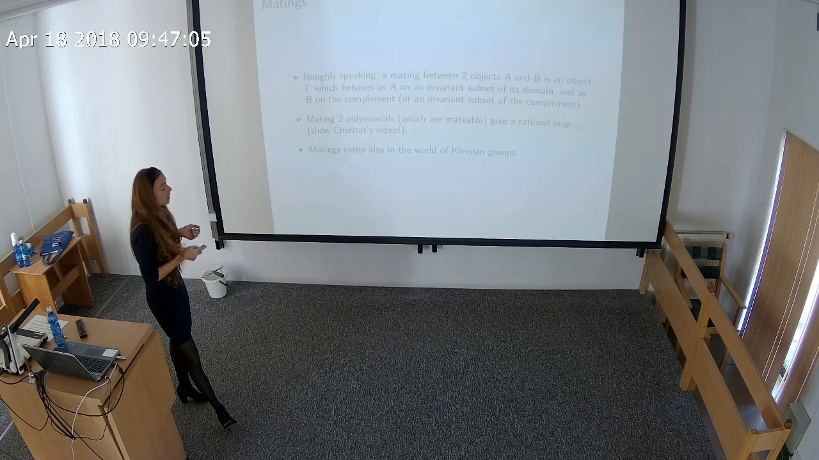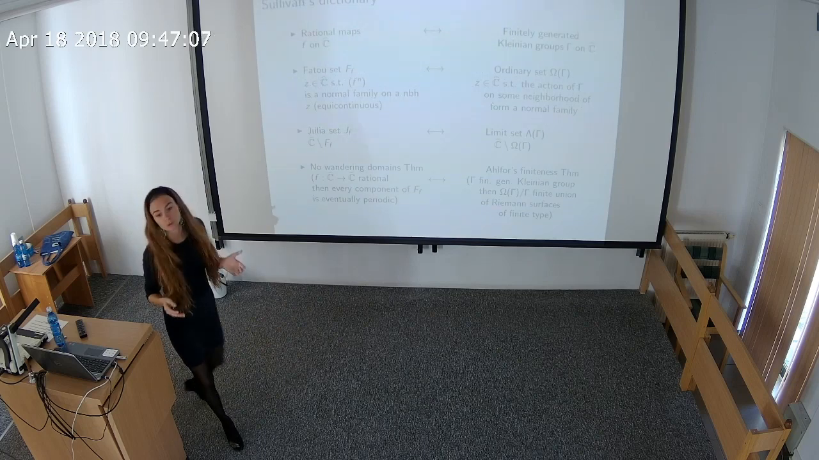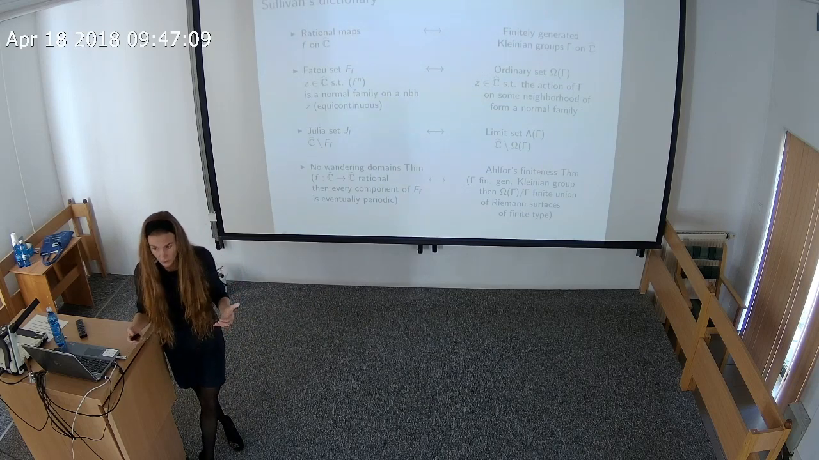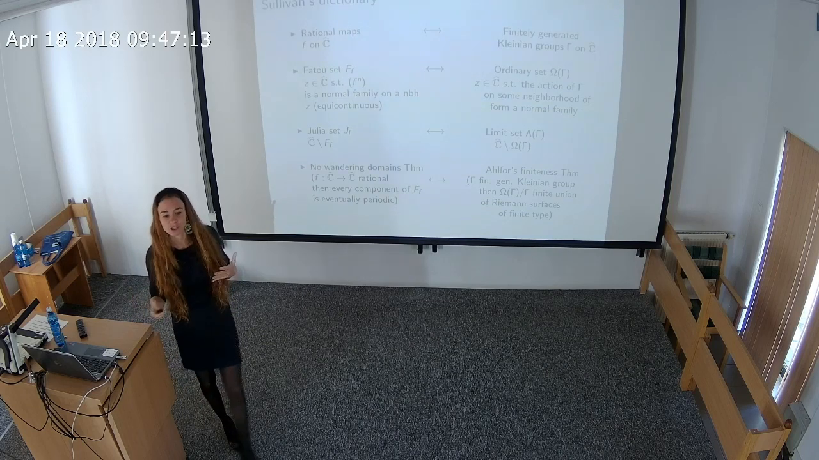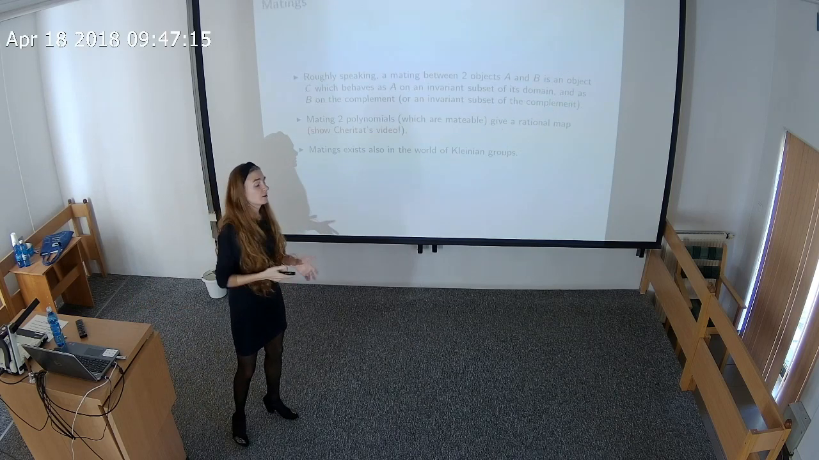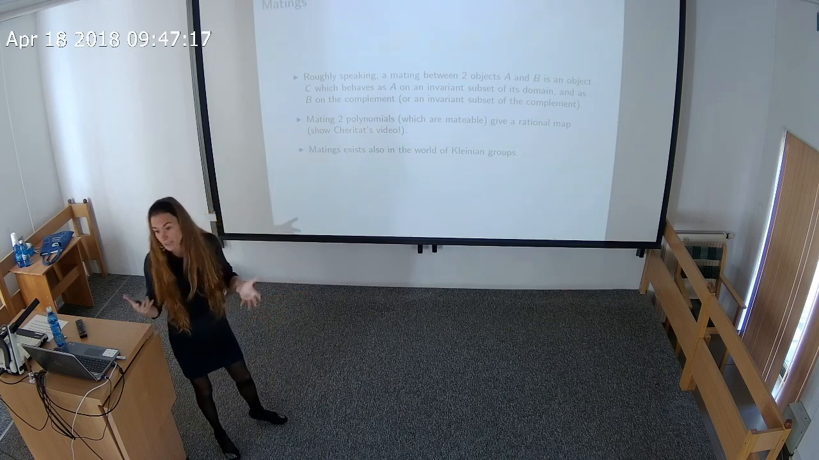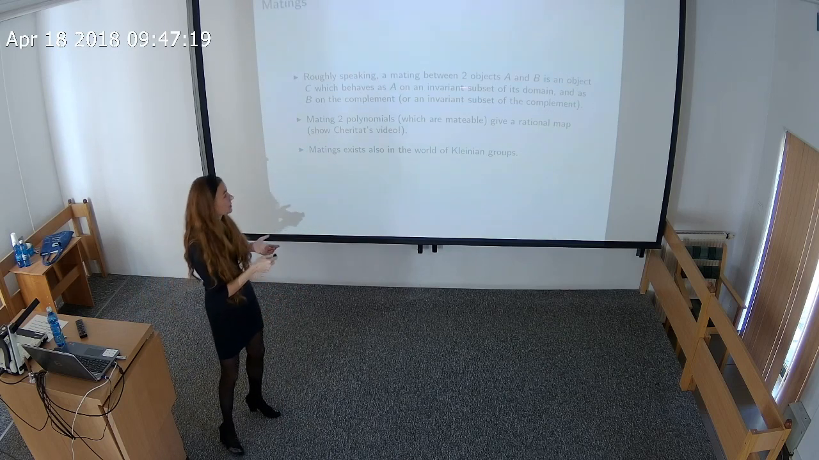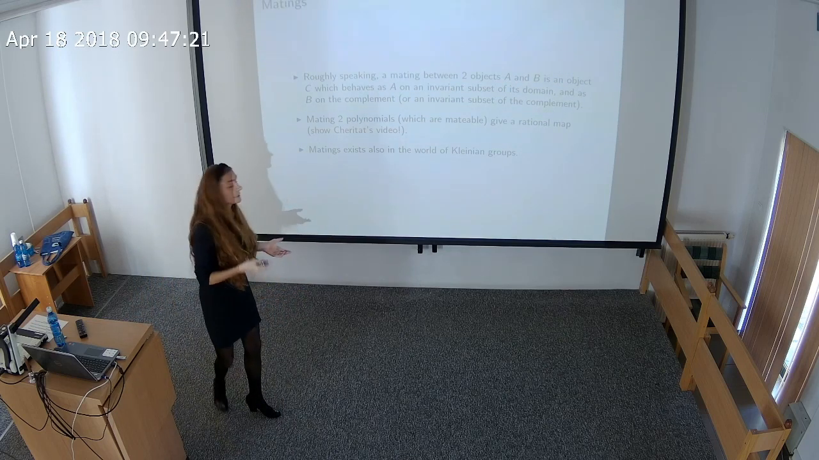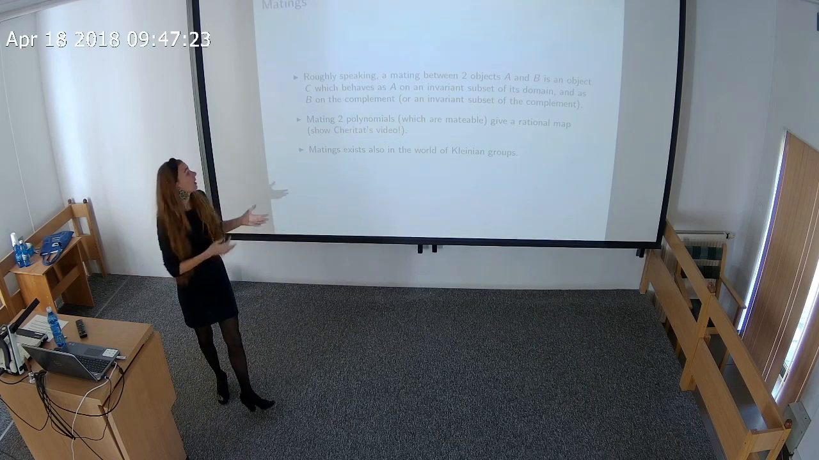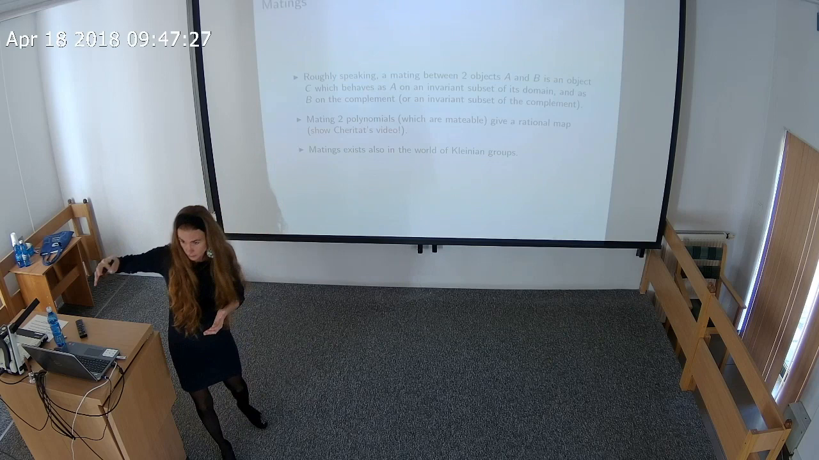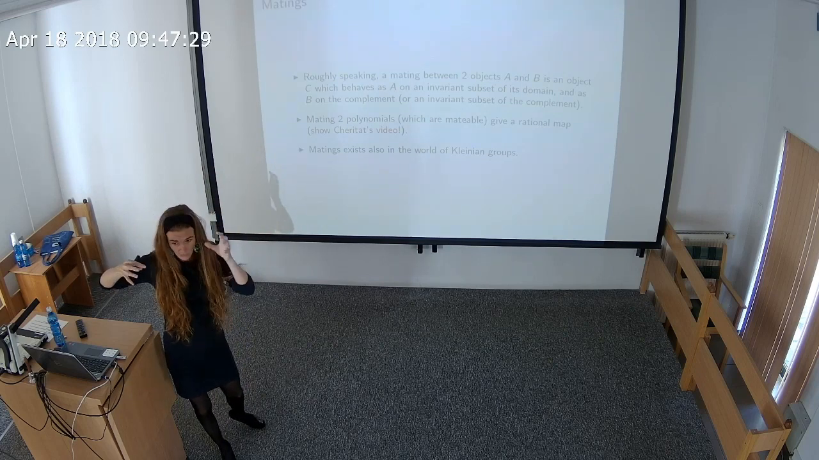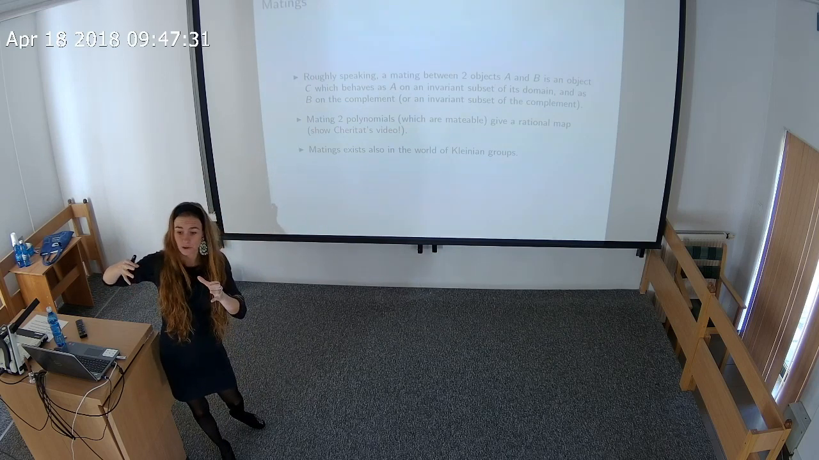And this is why we started thinking to mate them. In order to tell you what it means, I have to tell you what a mate is. Very roughly speaking, a mate between two objects, let's say A and B, is an object which behaves on some invariant subset of its domain as the first object, and on some other invariant subset of its domain as the other object.